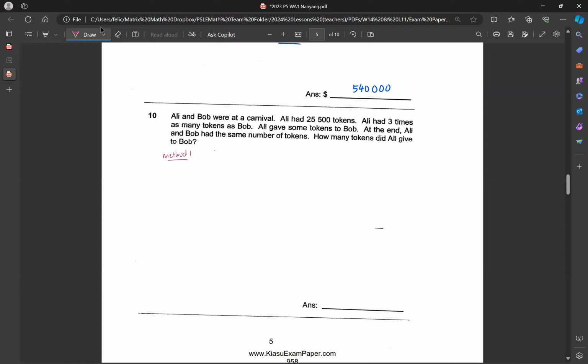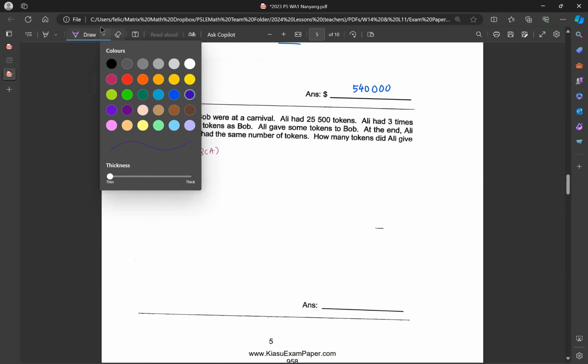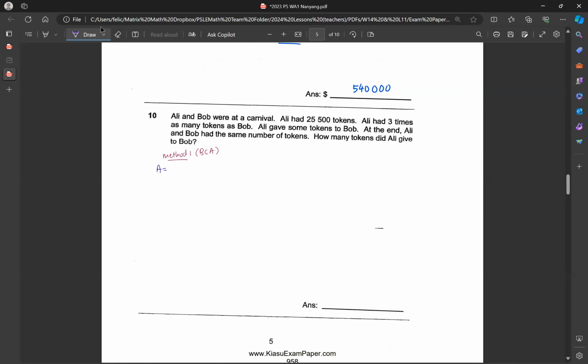For method one, I will use before, change and after to illustrate this whole thing. Let's do the before first. For before, Ali has 25,500, whereas for Bob, you need to calculate it out because Ali has 3 times of Bob. That means Bob has less, so you have to divide by 3. Let's do the division. If you perform the division, that gives us 8,500. This is the before information.